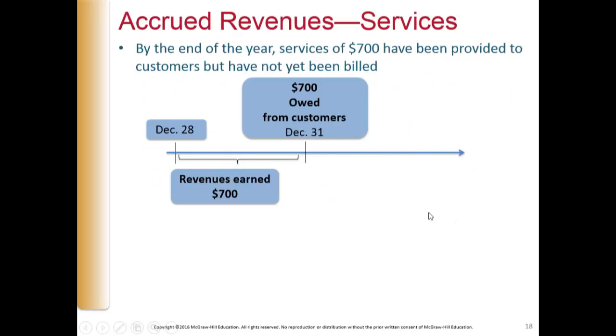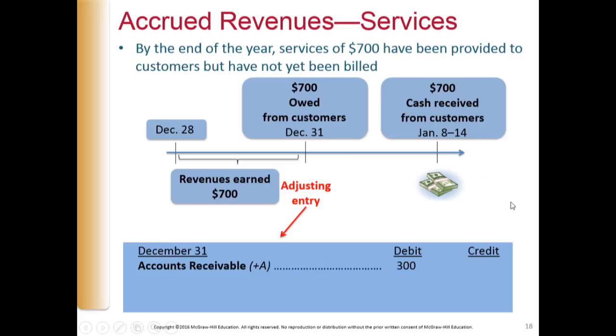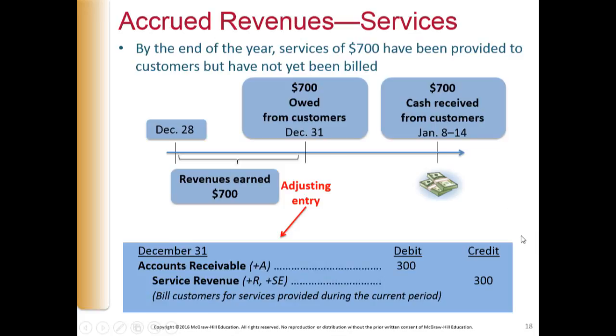All right, so this says at the end of the year, $700 of services have been provided but not yet billed. So between December 28th and December 31st, we've earned $700, and we don't actually get paid for those revenues until January the 8th through the 14th, later on in the next year. So to record those revenues that we've earned but not yet been paid for, we're going to debit accounts receivable for $300 because someone owes us that money. We will receive it later. And service revenue, we're going to credit for $300 because we have earned that revenue, so we want to record it.